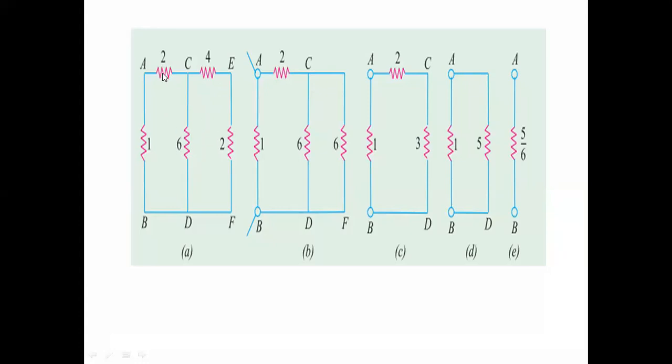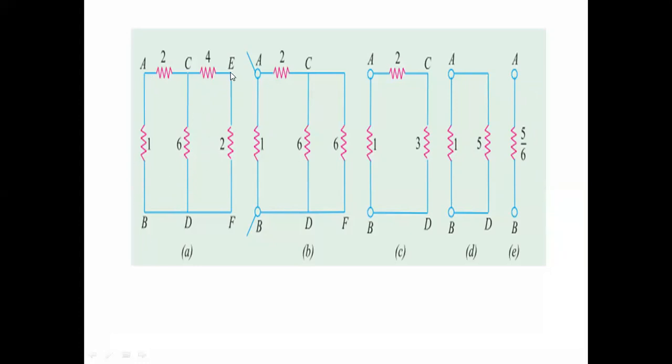3 plus, again this is in series, so 3 plus 2 is 5. So 5 is in parallel with 1. Then it gives 5 by 6. R1 R2 by R1 plus R2: 5 into 1 is 5, 5 plus 1 is 6. So 5 by 6. Like this we can obtain the resistance between any two terminals.